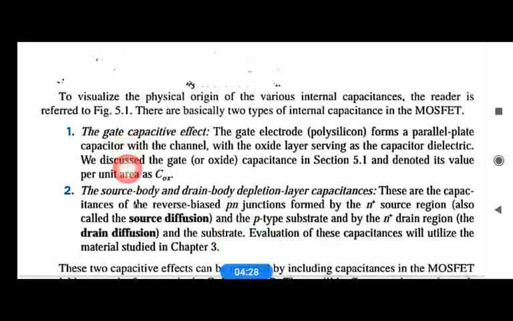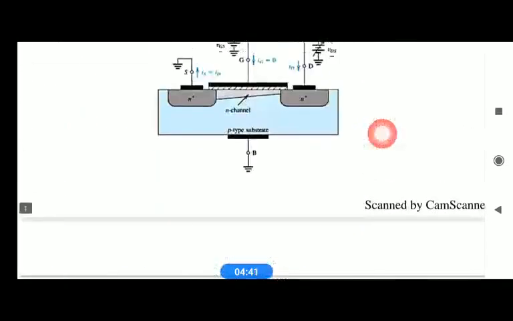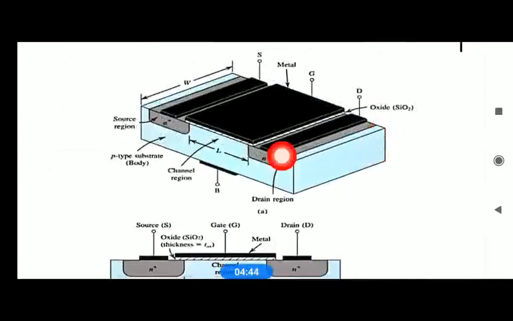So what are those capacitances we will see first. To visualize the physical region of various internal capacitances, the reader is referred to figure 5.1. There are basically two types of internal capacitance in the MOSFETs, right? So we are going to refer to this figure, which is in your textbook, chapter 5, figure 5.1. This is the MOSFET construction figure from the top view. You know how to construct the enhancement type MOSFET, so here we are referring to the enhancement type MOSFET.